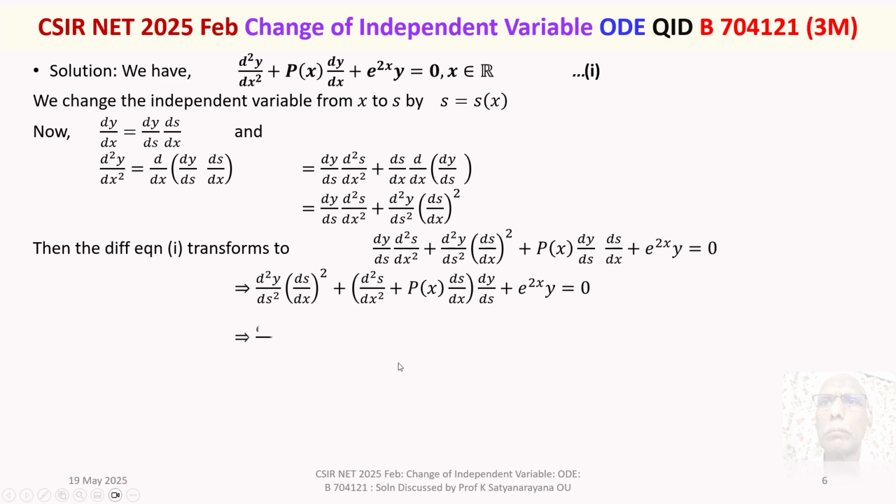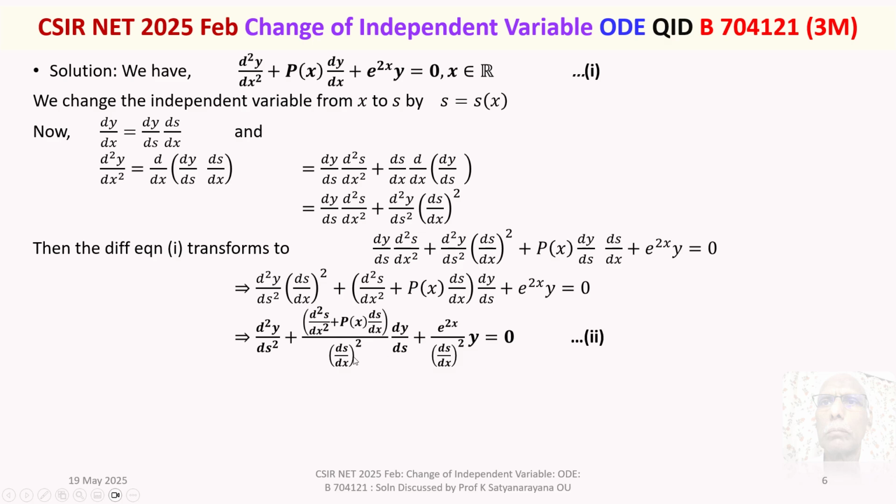Now divide throughout by ds by dx whole square. Then you will get this one. So e to the power of 2x by ds by dx whole square into y, that's the coefficient of y. And the coefficient of dy by ds is this one multiplied by ds by dx whole square. This is the second equation. This is the transformed equation.